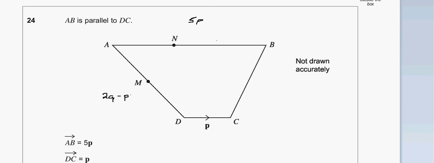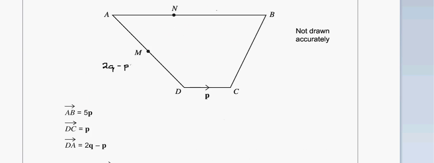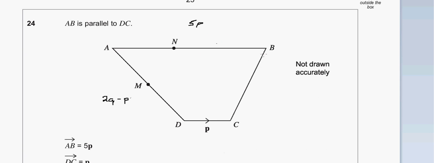Now they also tell us that DA, so from D to A, that's vector 2q minus p. I tend to write things on there so that I don't have to keep referring back to the text. So I find it a lot easier. So it says show that C to B is 2q plus 3p. So C to B. Okay, so from C to B. Now we can't go directly from C to B because we have no vectors. But we do have the vectors going around the long way.